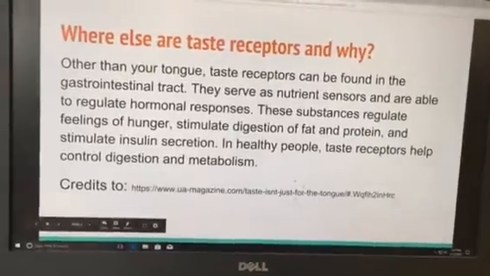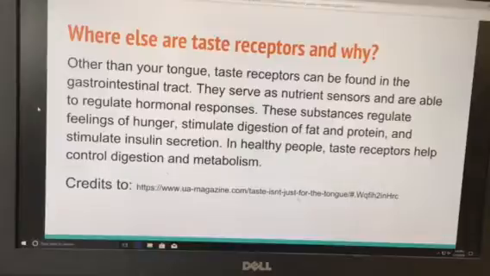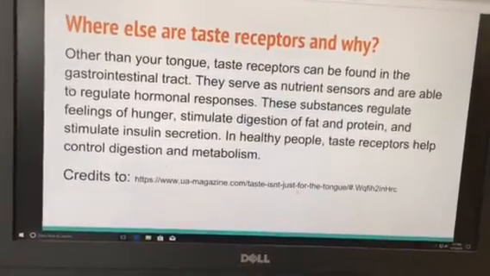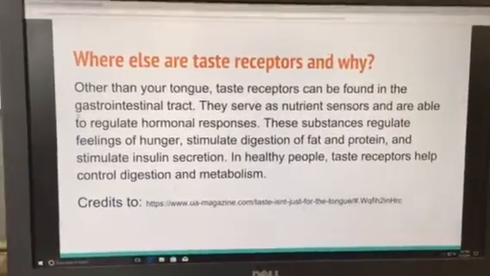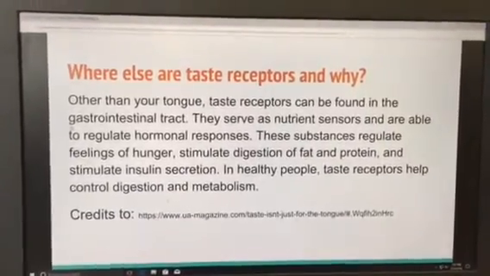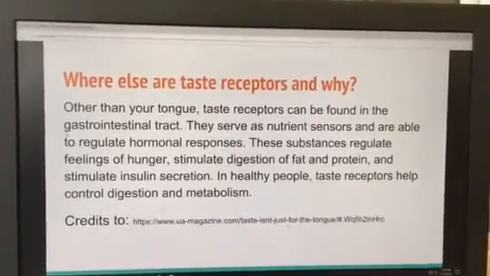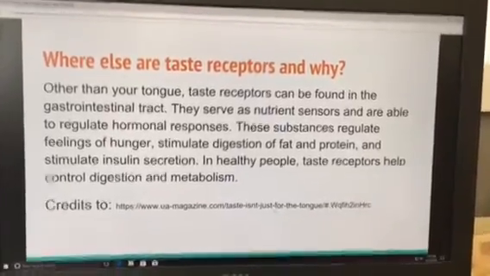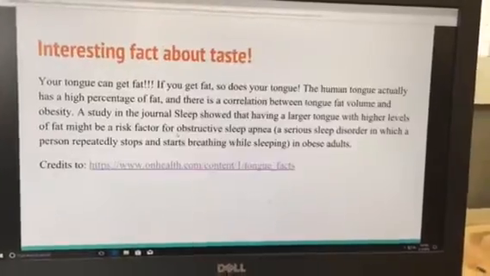Where else are taste receptors and why? Other than your tongue, taste receptors can be found in the gastrointestinal tract. They serve as nutrient sensors and are able to regulate hormonal responses. These substances regulate feelings of hunger, stimulate digestion of fat and protein, and stimulate insulin secretion. In healthy people, taste receptors help control digestion and metabolism.